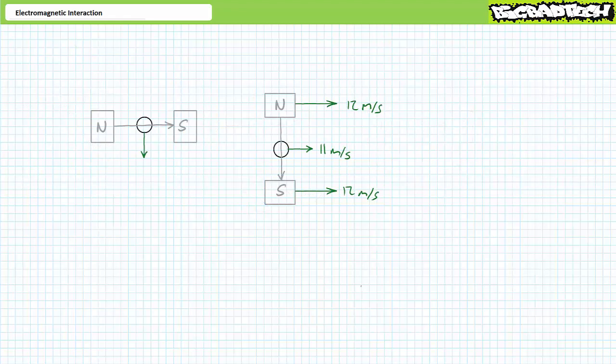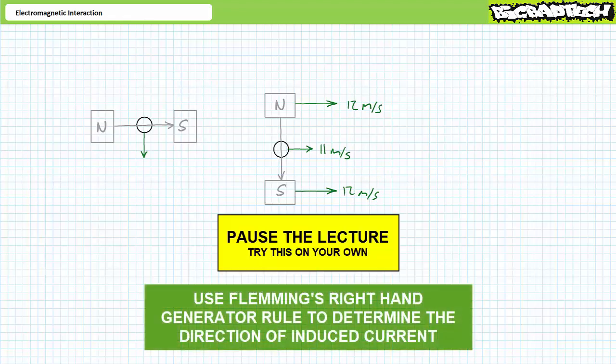Just so you can get some practice with Fleming's right-hand generator rule before I blow your mind with some other content, here's a couple of example scenarios. By all means, pause the lecture and use Fleming's right-hand generator rule to determine the direction of induced conventional current given the indicated direction of the magnetic field and the movement exhibited. If you're tracking, you should have observed the following results.